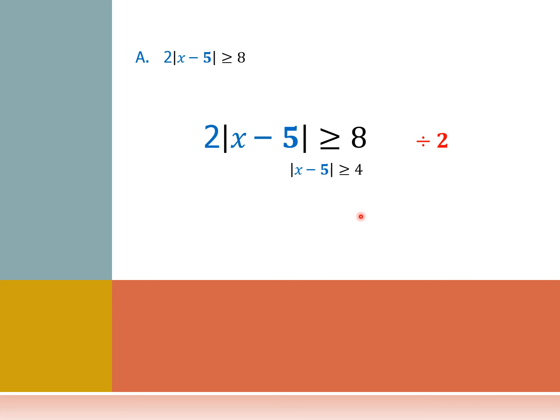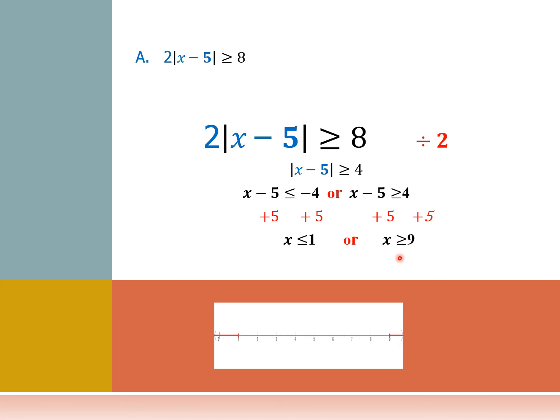Now you remember that this is the outside area. So x minus 5 is less than or equal to negative 4, or x minus 5 is greater than or equal to 4. Adding 5, we have x is less than or equal to 1, or, for x minus 5 greater than or equal to 4, x is greater than or equal to 9. So it's the outside area, and this is the graph of the solutions: x is less than or equal to 1 and x is greater than or equal to 9.